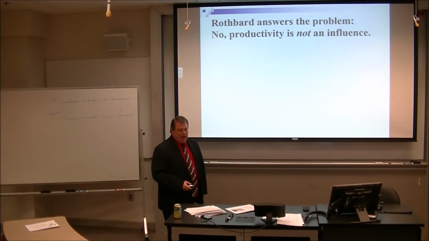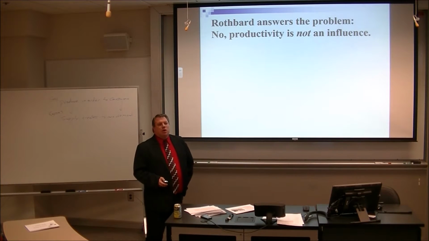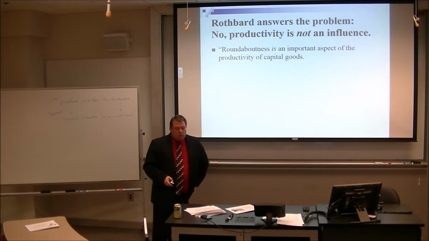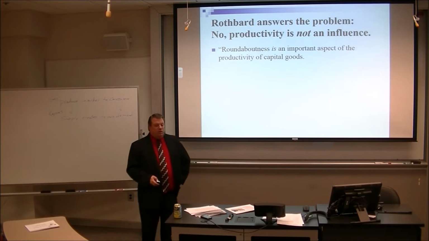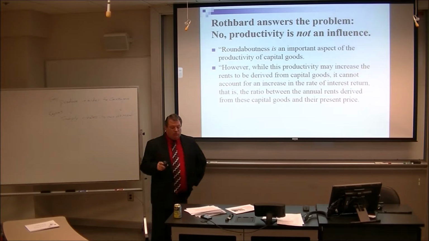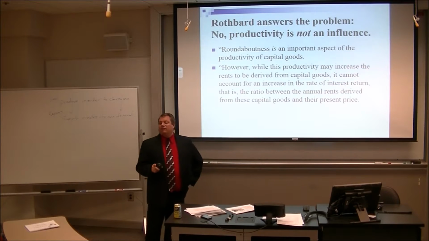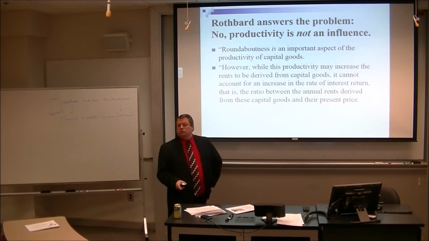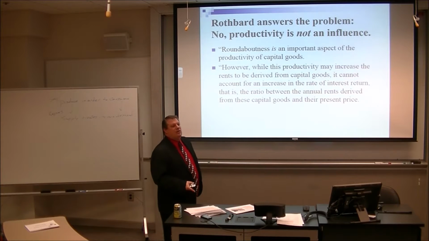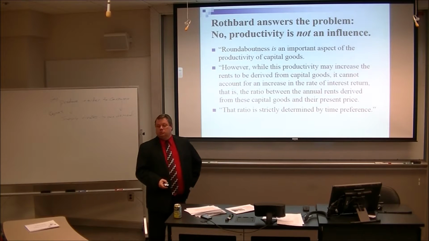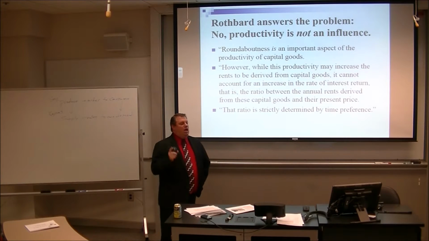So Rothbard then answers this. He says productivity is not an influence on interest rates. And I'm just going to quote him. He says, roundaboutness is an important aspect of the productivity of capital goods. However, while this productivity may increase the rents to be derived from capital goods, it cannot account for an increase in the rate of interest return. That is, the ratio between the annual rents derived from these capital goods and their present price. That ratio, interest, is strictly determined by time preference.